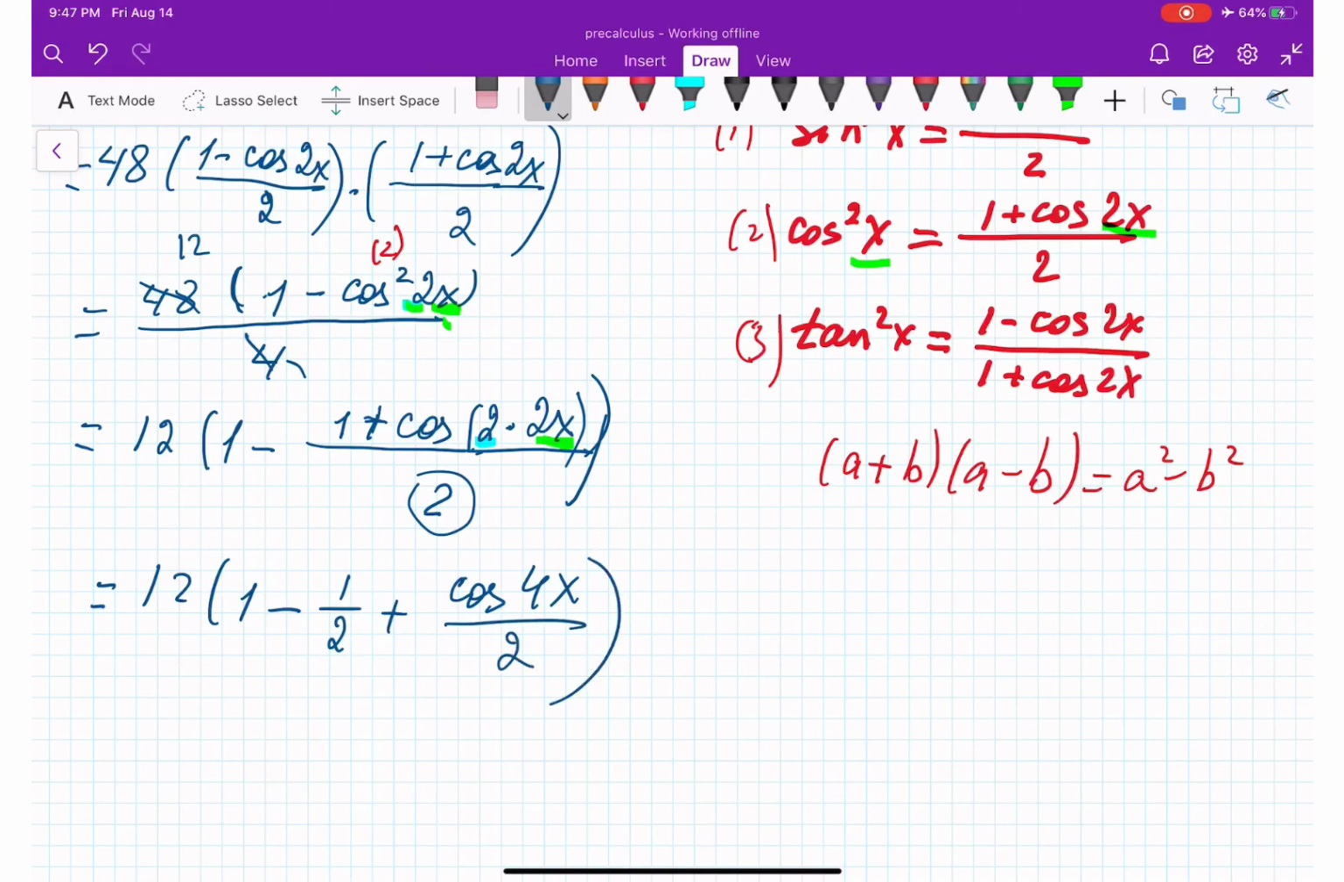But before, I would like to separate this plus, break it down into 1/2 plus cosine 4x over 2. Okay, so from here I'm distributing, and I will get 12 minus 12 over 2 is 6, and 12 divided by 2 here. I will get plus 6 times cosine 4x.